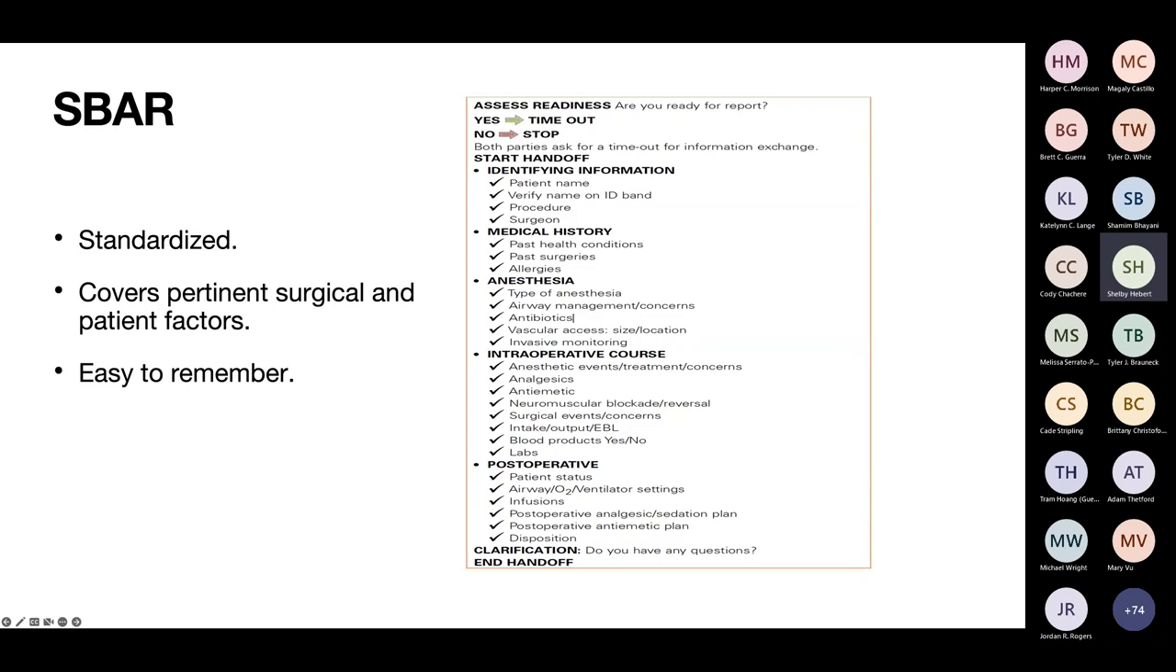Move on to your intraoperative course: any sort of anesthetic events, what they got for pain, what they got for nausea, if they got a neuromuscular blocker, was it fully reversed? Any specific surgical events or concerns? Eyes and O's, a significant blood loss? Did they get any blood products? Did you have to send any labs intraoperatively, especially if they're still pending?